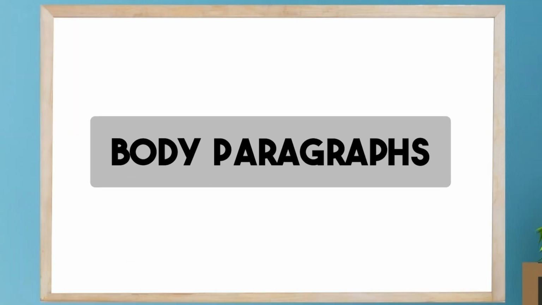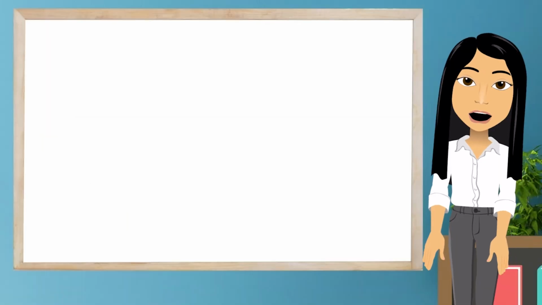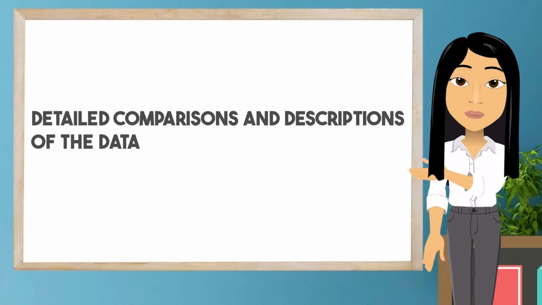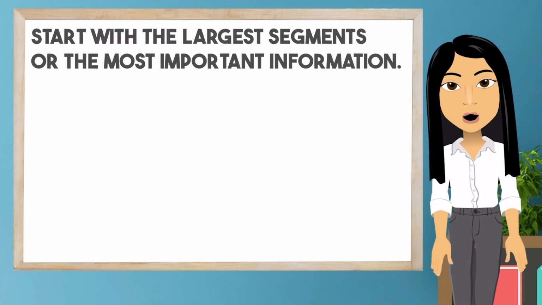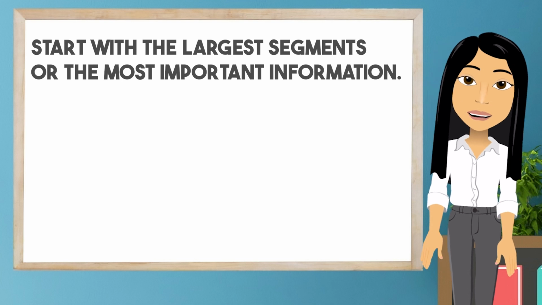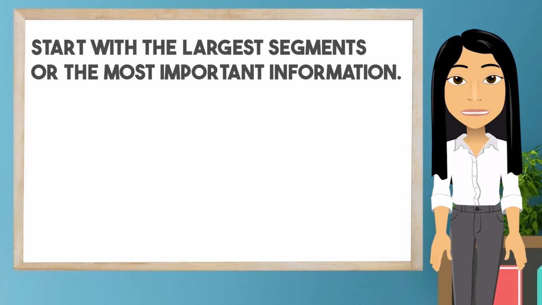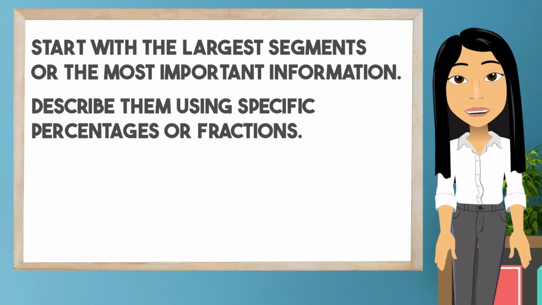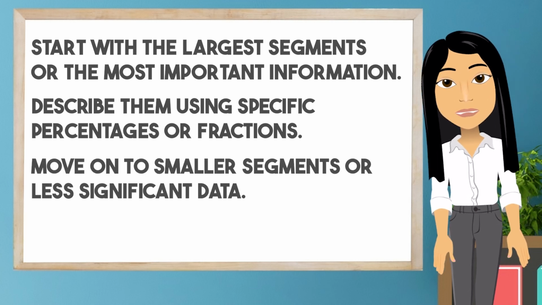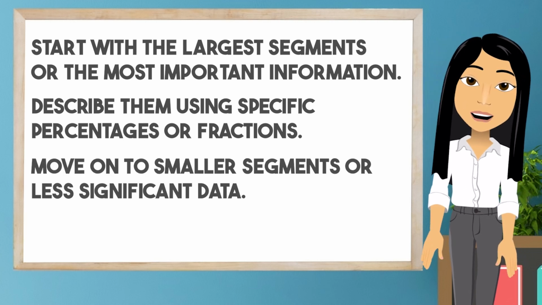Body paragraphs. This is the section where you include detailed comparisons and descriptions of the data while dividing your analysis logically. Start with the largest segments or the most important information which you mentioned in the overview and describe them using specific percentages or fractions as depicted in the chart. Then, move on to smaller segments or less significant data.